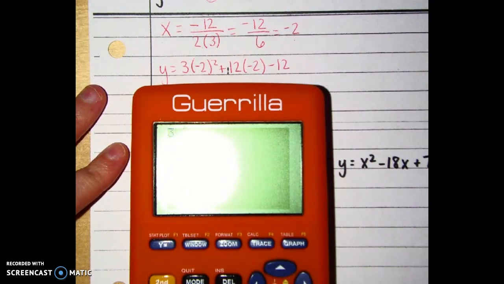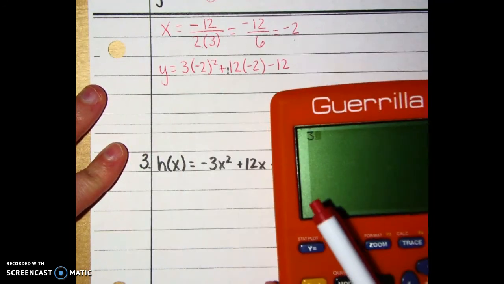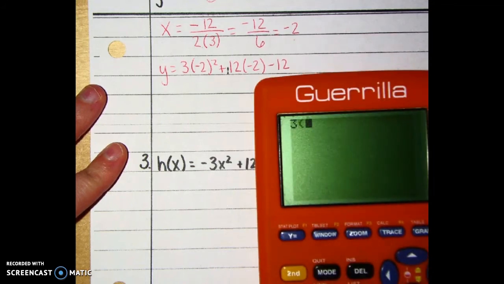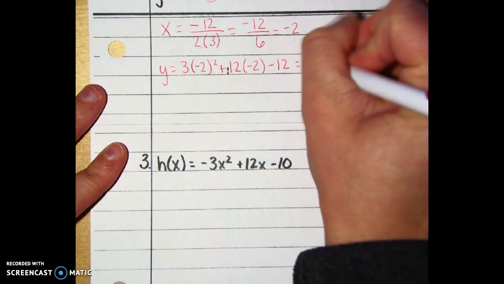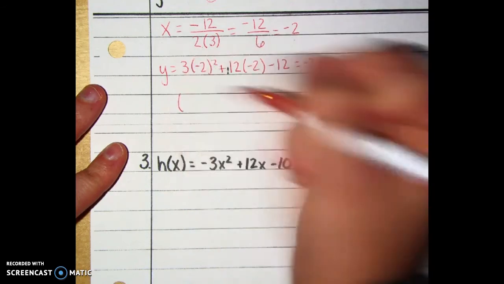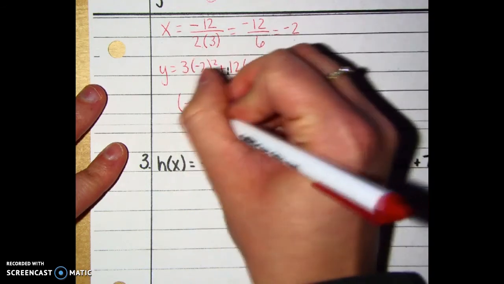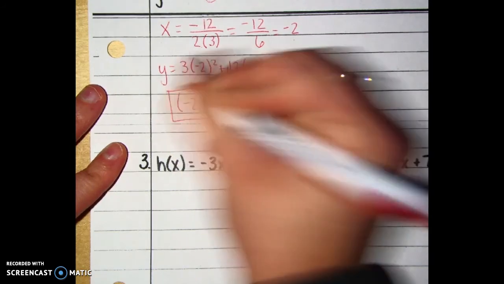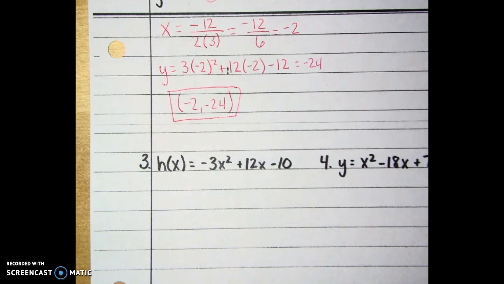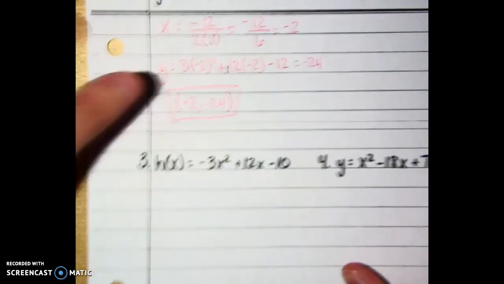Okay, so 3, I don't know if you can see that, let me put it over here. So 3 parenthesis negative 2 squared plus 12 parenthesis negative 2 minus 12. And it's negative 24. So the vertex you write as a point, so negative 2, negative 24. And circle it or box it, put a shape around it of some sort. Okay, let's look at number 2.